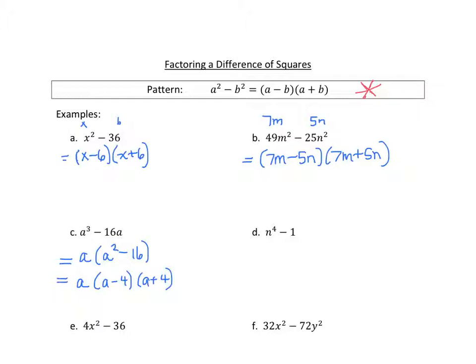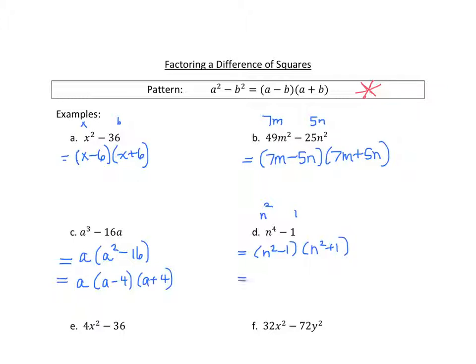Okay, n to the exponent 4 minus 1. Now the square root of n to the exponent 4 is n squared. If you think about it, n squared times n squared is n to the exponent 4, since we would add the exponents together. And the square root of 1 is just 1. So in this case it will be n squared minus 1 and n squared plus 1.